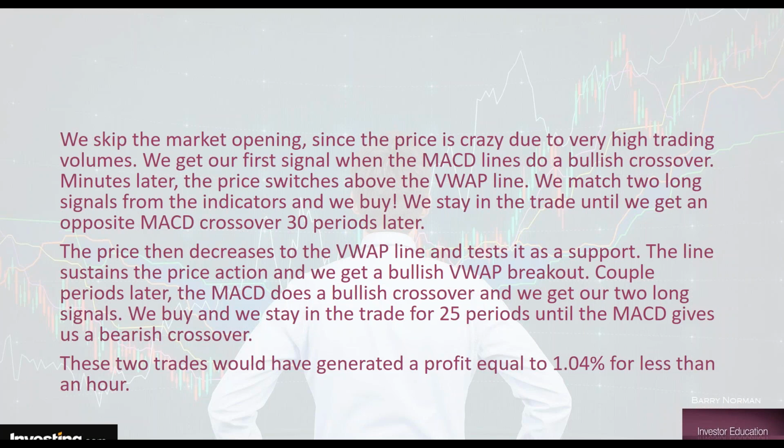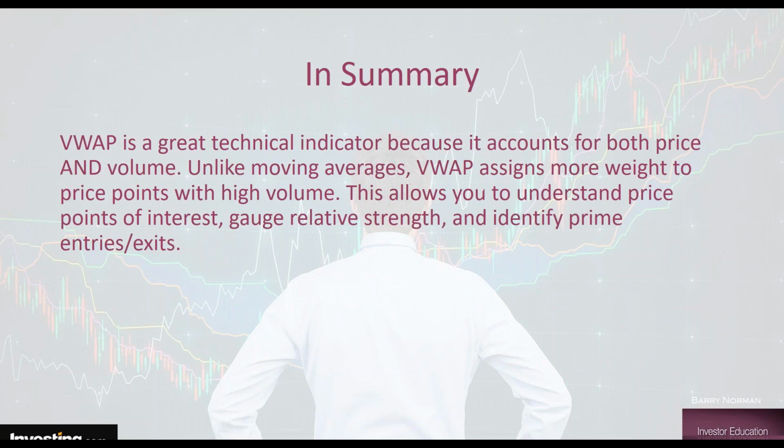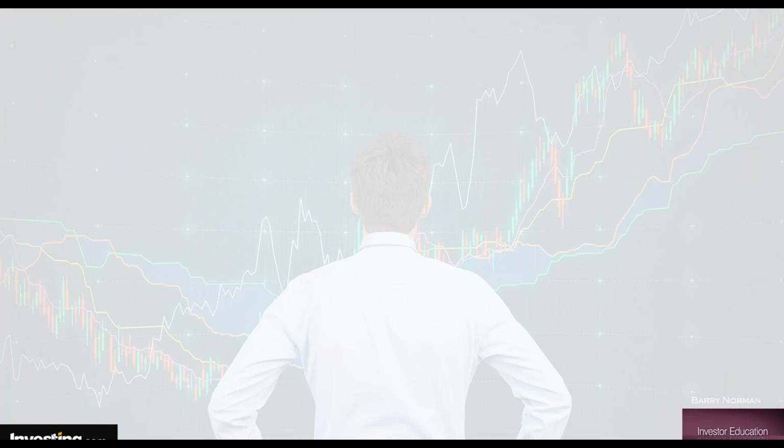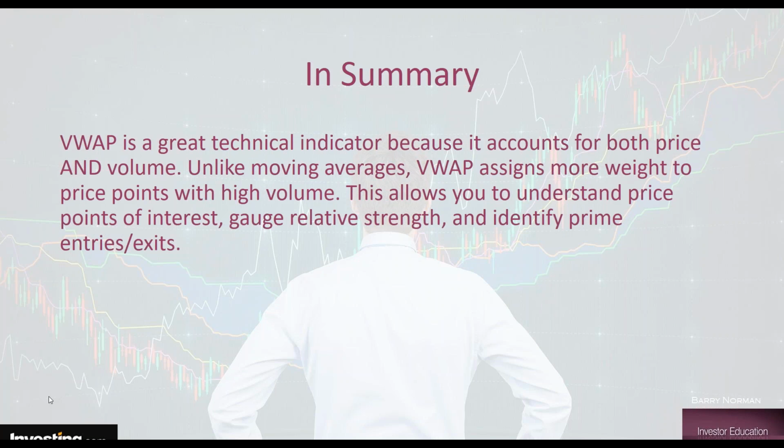These two trades would have generated a profit of 1.04% for less than an hour of trading. In summary, VWAP is a great technical indicator because it accounts for both price and volume. Unlike moving averages, VWAP assigns more weight to price points with higher volume. This allows you to understand price points of interest, gauge relative strength, and identify prime entry and exits. So VWAP is a great indicator to start using.